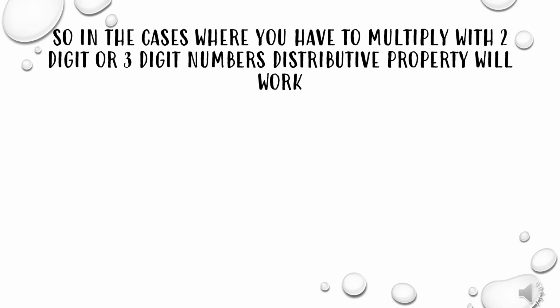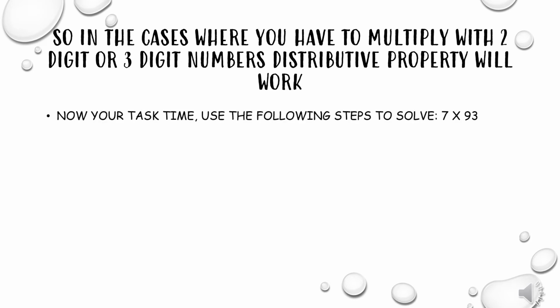So, in the cases where you have to multiply with 2-digit or 3-digit numbers, distributive property will definitely work. So, now it's your task time. Use the following steps to solve 7 times 93. This is the similar question which we have seen earlier in this video. Now you have to apply the distributive property on this question.